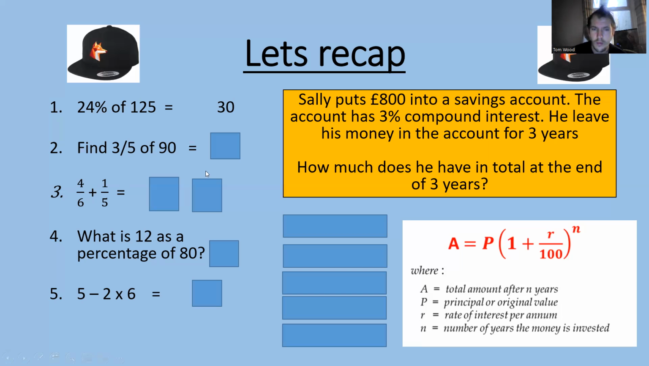For question 2, we should be looking at an answer of 54 here. If we take 90 and we divide that by 5, then you should end up with 18. So 18 is 1/5. And then when you multiply that by 3, you end up with 54 there.